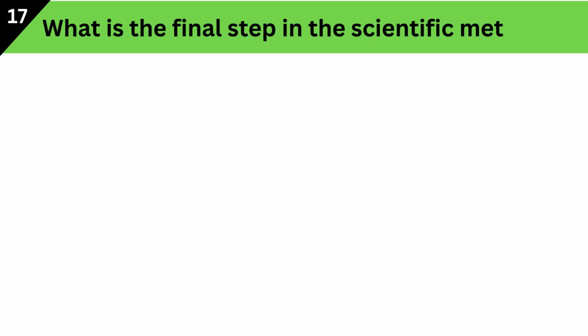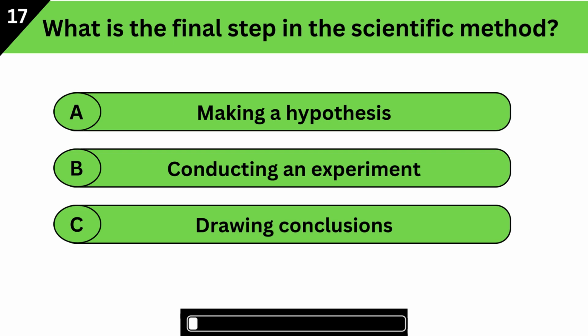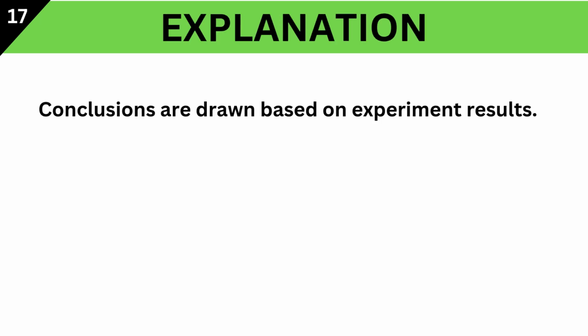What is the final step in the scientific method? Option A, making a hypothesis. Option B, conducting an experiment. Option C, drawing conclusions. Correct answer. Explanation. Conclusions are drawn based on experiment results.